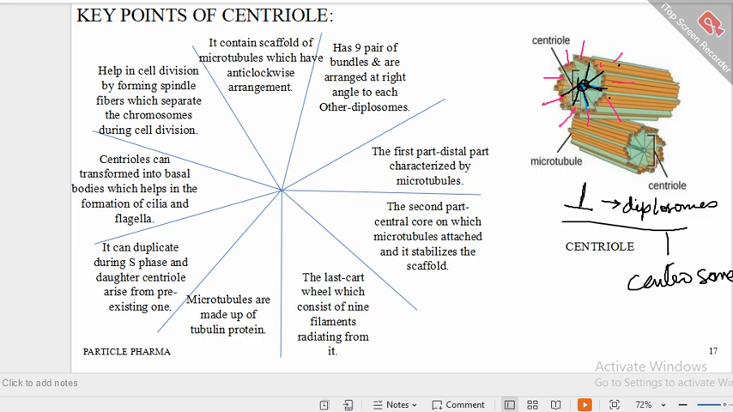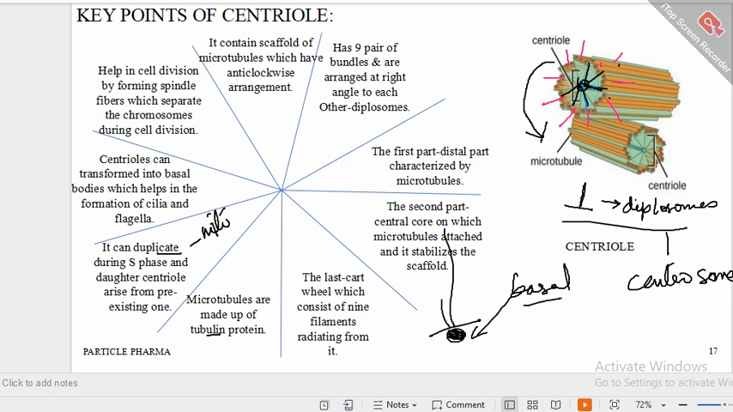So microtubules are made up of tubulin proteins, which we have already seen, and they can get duplicated in S phase, that is in mitosis, and form the daughter centrioles. And these centrioles are converting into basal bodies. The basal body is present at the base of the cilia or flagella. They also help in cell division, which separates the chromosomes. So they have a scaffold of microtubules which are arranged in an anticlockwise arrangement.